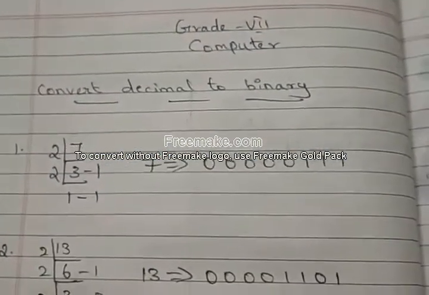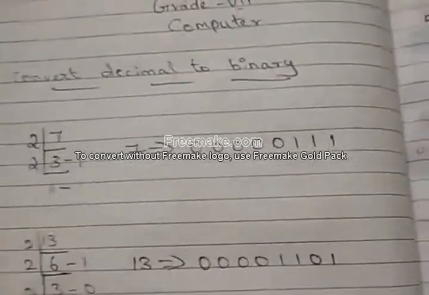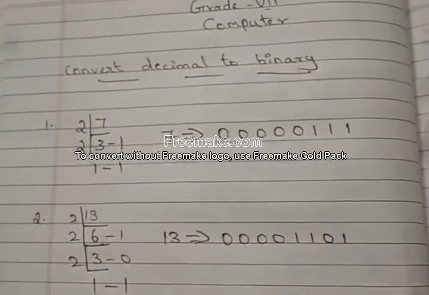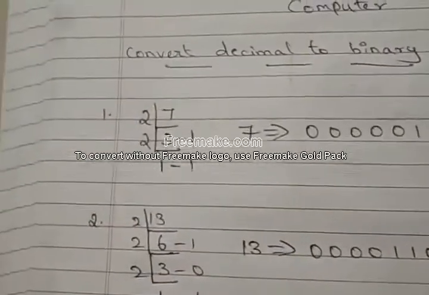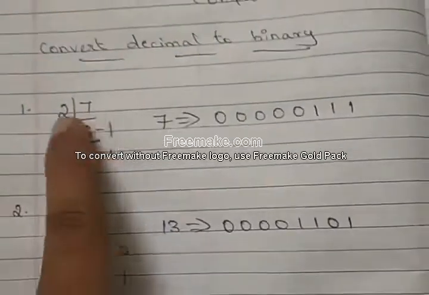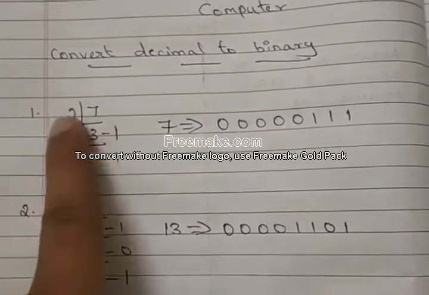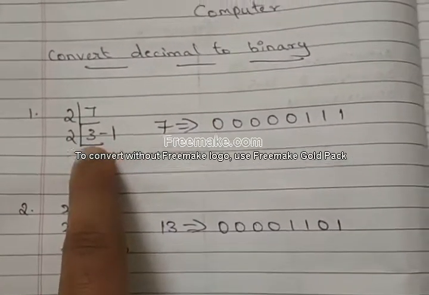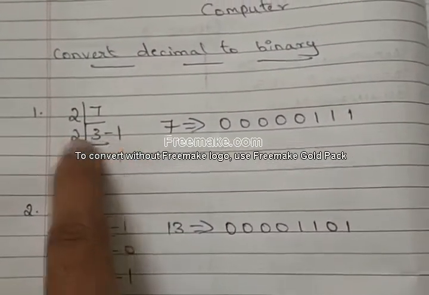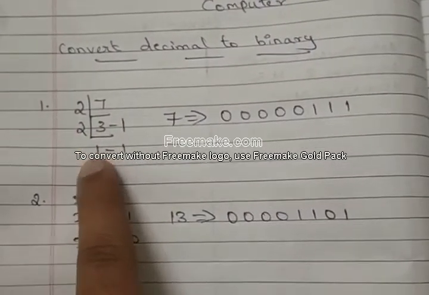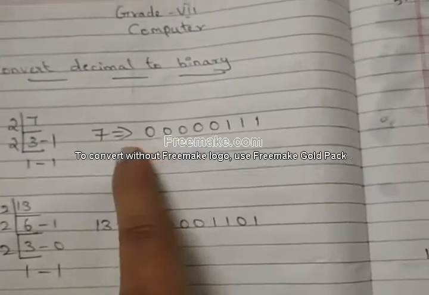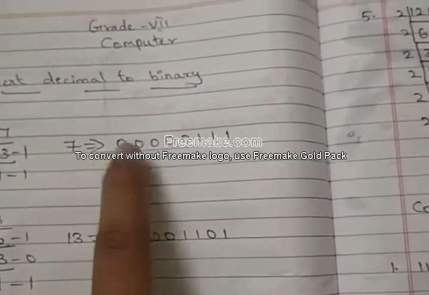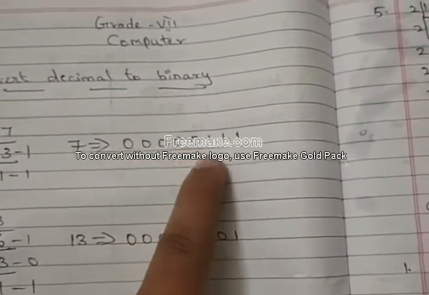First, converting decimal to binary. First question: totally 5 numbers are given. We have to convert all the 5 numbers into binary numbers. First number is 7. 7 divided by 2, 3 times it goes, 1 will be the balance. 3 divided by 2, 1 time it will go, 1 will be the balance. So the binary digit of 7 is 0 0 0 0 0 1 1 1.